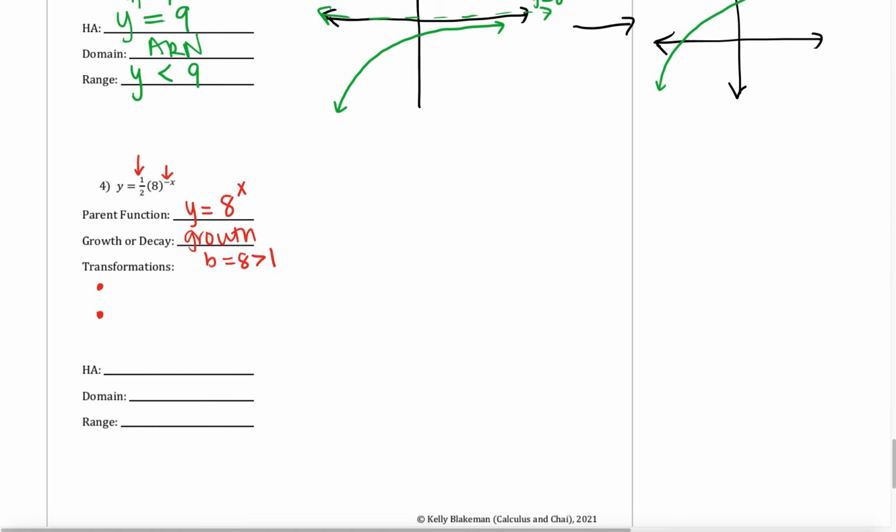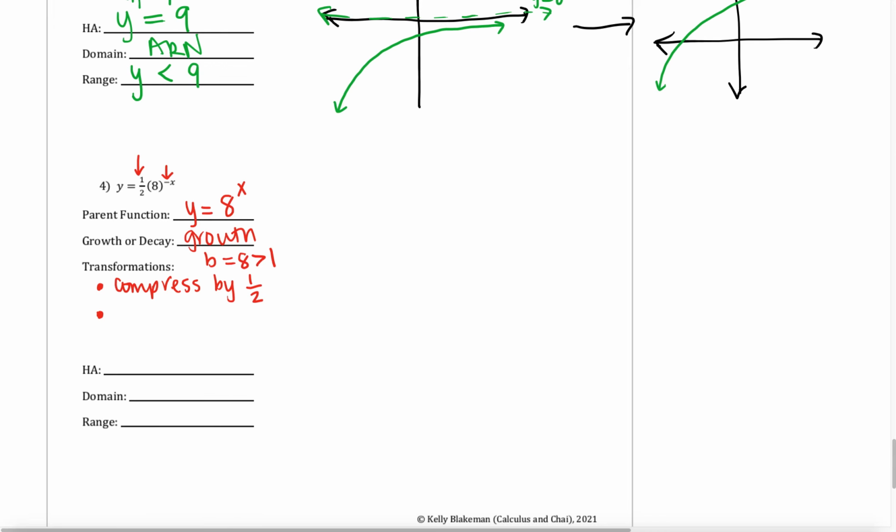In the order in which we would apply them, our first transformation would be that stretch or compress, which is coming from that 1/2. Will this be a vertical stretch or vertical compress? In this case, it is going to be a vertical compress by 1/2, and that's happening since 1/2 is less than 1, so that's why we're compressing or shrinking the graph down.